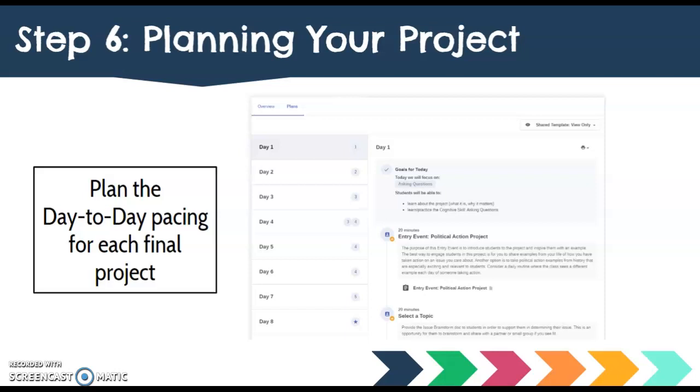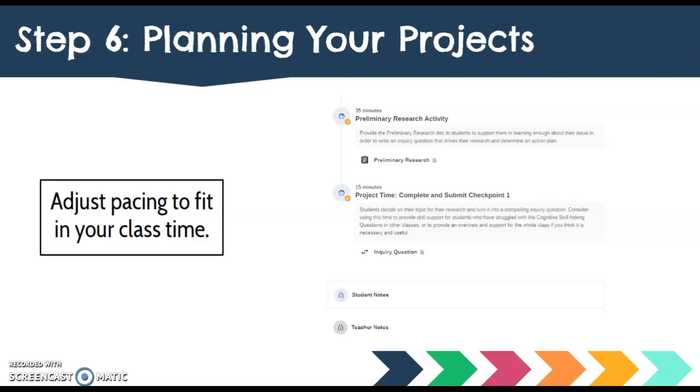You may choose to adjust daily plans in order to fit your class time. If you have 45-minute time periods or class periods, then you might have to adjust and chunk the pacing a little bit differently. So that's where you would look at it. In the proposed plan, it tells you there's 35 minutes for this portion of the project and there's 15 minutes for this portion of the project. If you want those to fit within one class period, you might have to adjust the pacing.